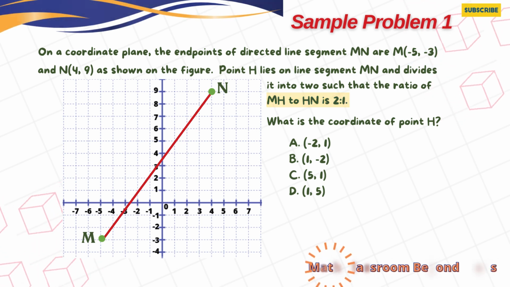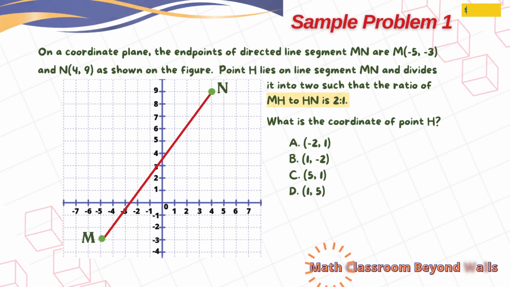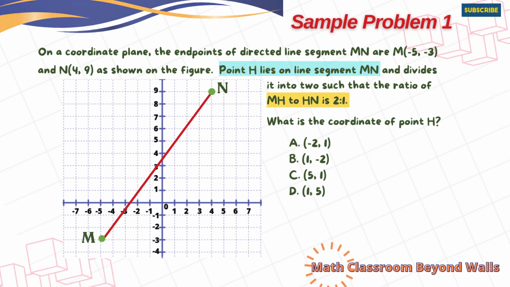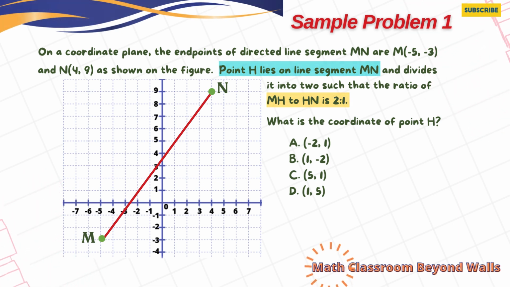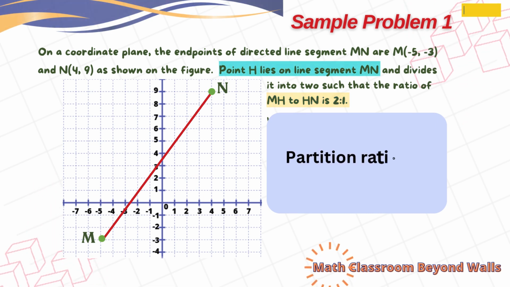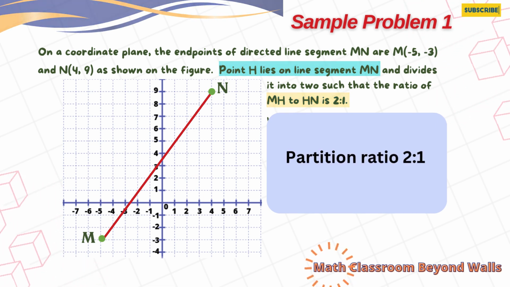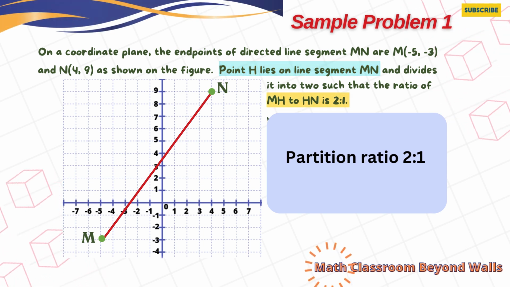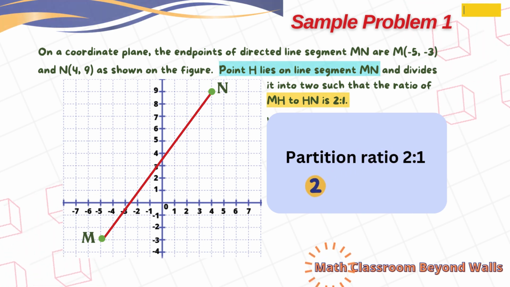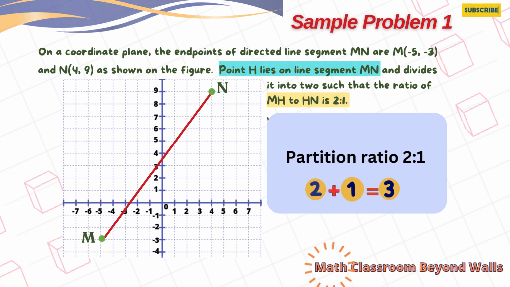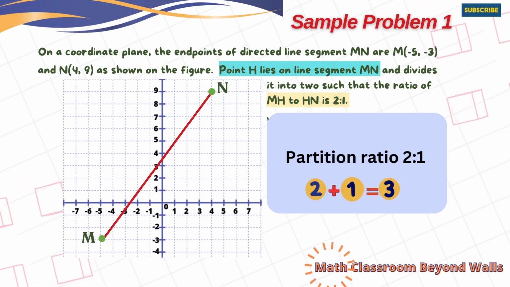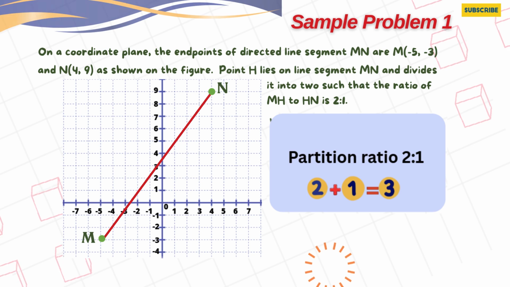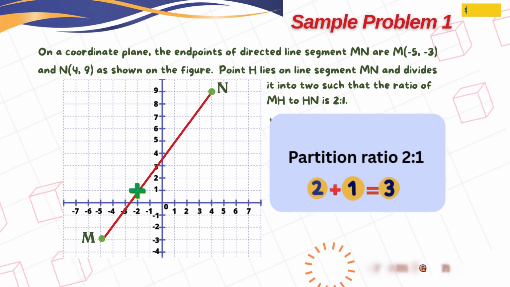First of all, what type of ratio is this? Take note that point H lies on segment MN. You are right, this is a part-to-part ratio or partition ratio. This ratio is telling us that segment MN, the whole segment, is divided into 3 equal parts. That is, 2 parts plus 1 part equals 3. Let us examine the figure to see if we can see these 3 equal parts on the diagram. Look at these, learners. Do you see this?